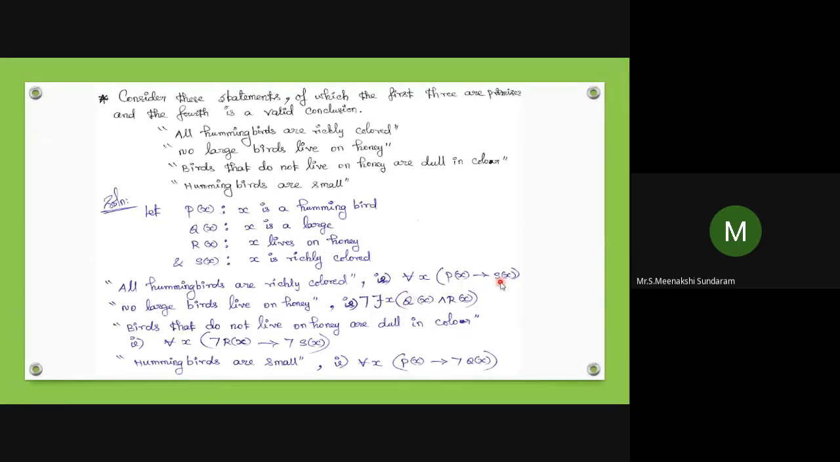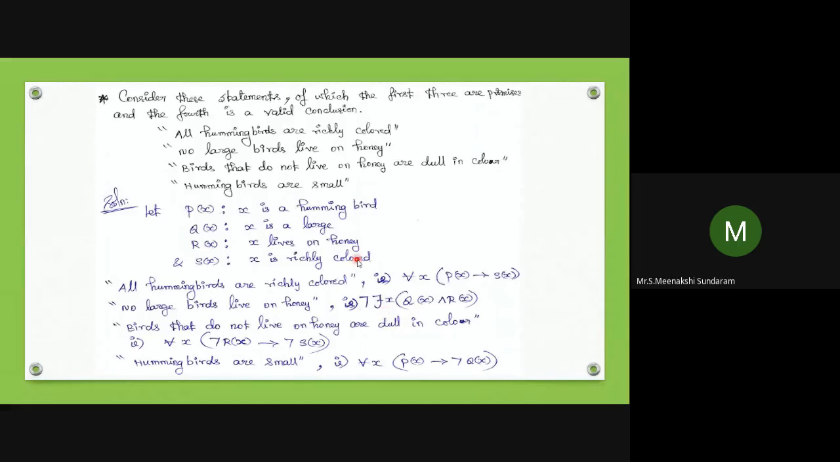Next, no large birds live on honey. "No" means there exists not, some. Some x, there exists an x, such that some birds do not live on honey. Some means you write a conjunction. All means you write a conditional. Some means you write a conjunction. Q of x is x is large, and R of x is x lives on honey. A large one does not live on honey.